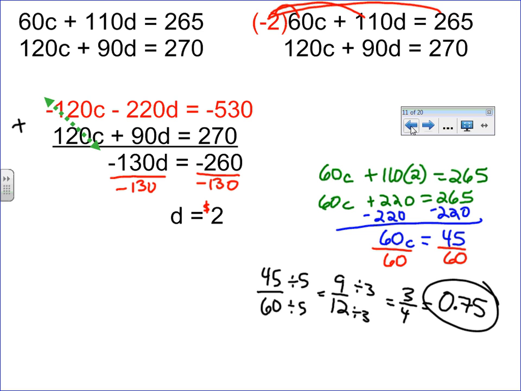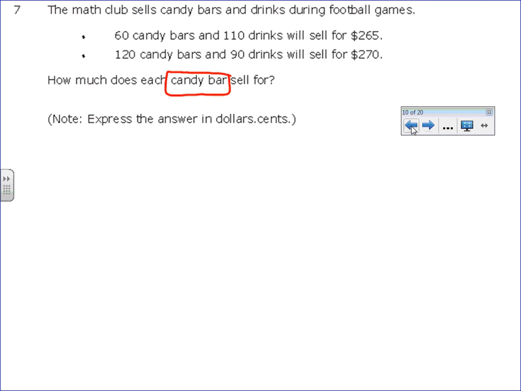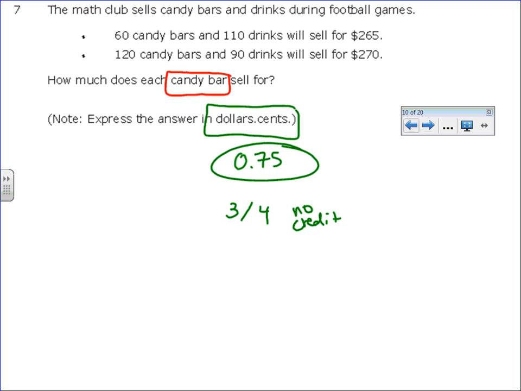Because it said to, how did it say to leave your answer? Dollars, dot, cents. Okay, so if you write 3/4, they're not going to give you credit, even though it's equivalent. Okay, you have to do it this way.